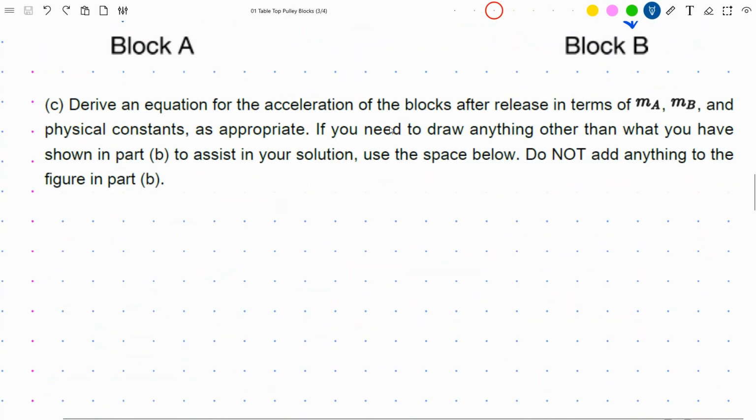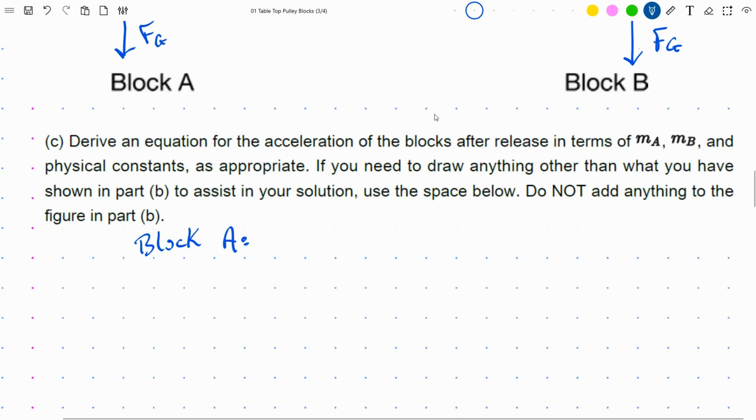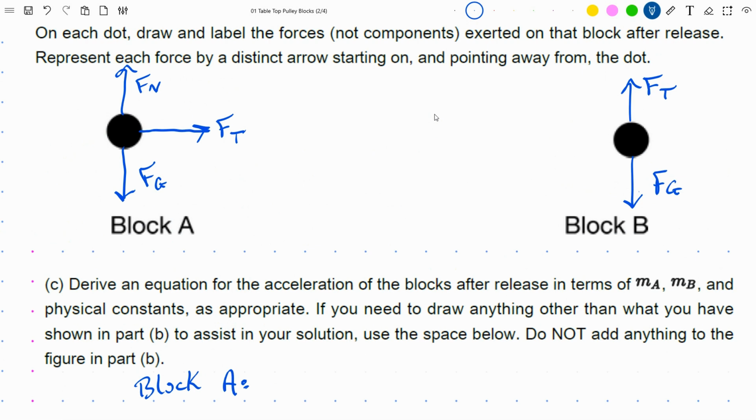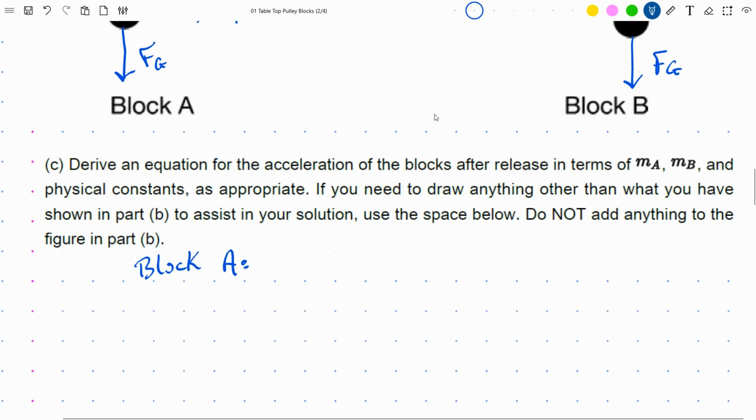Okay, so here's how I'll do it. In fact, let's start with block A. Okay, here we go. Block A. Now I know that block A is going to accelerate to the right. I know that vertically there's just a balance of forces. Actually, what I'll do is define a y-axis to point downwards, which will be useful in block B right away, and an x to the right.